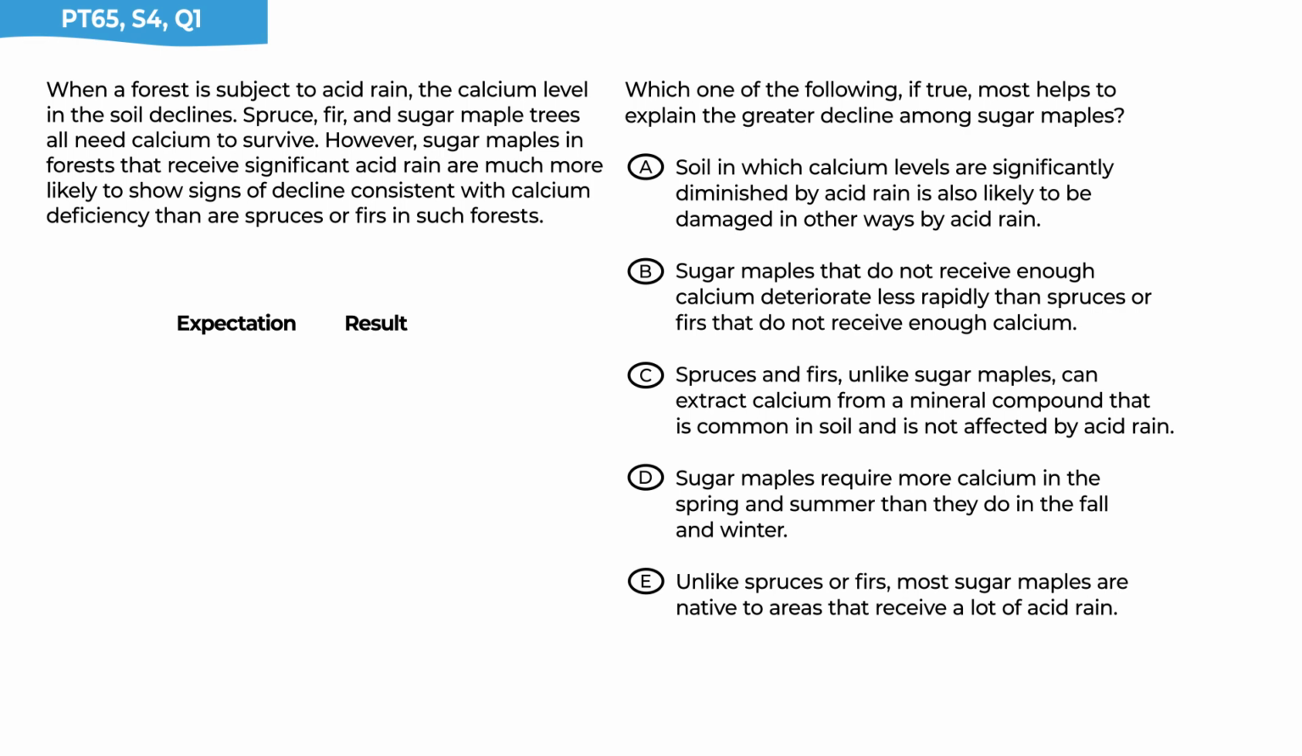So the expected result comes from that first sentence. When a forest is subject to acid rain, the calcium level in the soil declines. And then spruce, fir, and sugar maple trees all need calcium to survive.